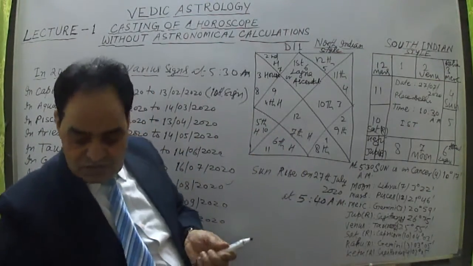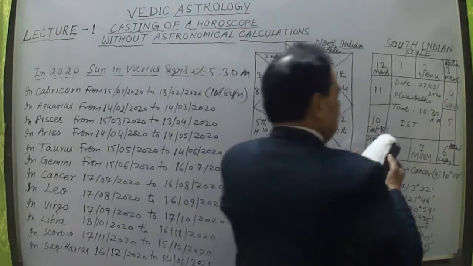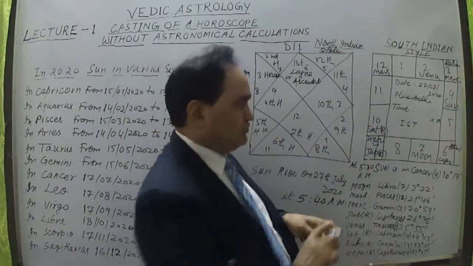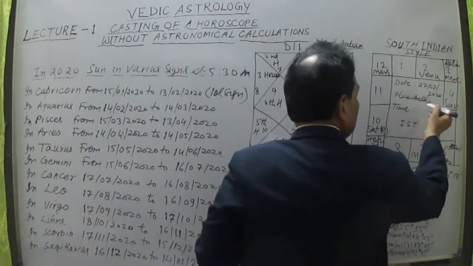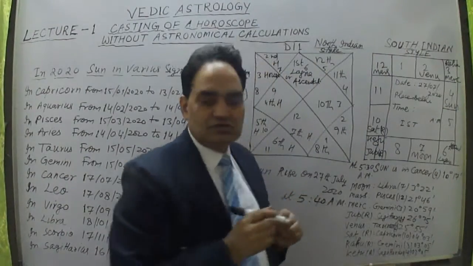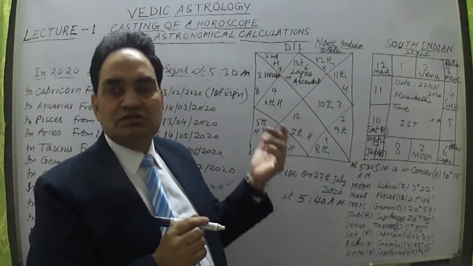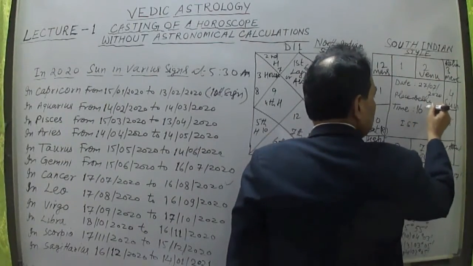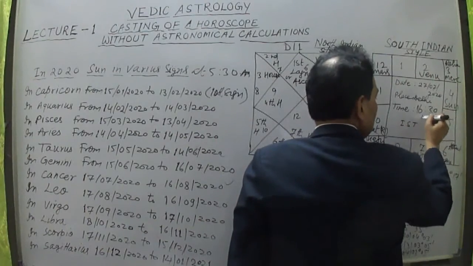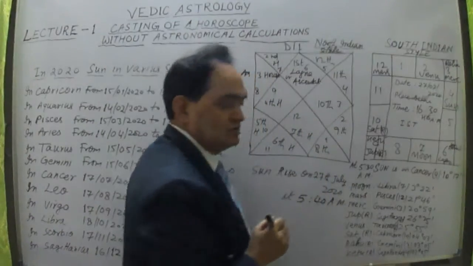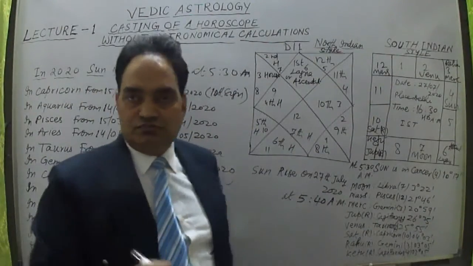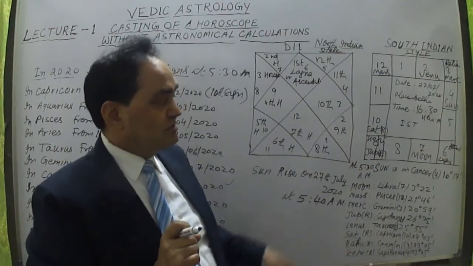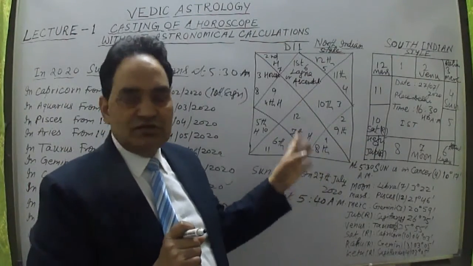Let me take a different time. Okay, it is 10:30 that I have taken here. Now let me take 4:30. 4 means 16, 12 plus 4, 16. 16:30 hours means afternoon time, 4:30 in the afternoon. Now where the sun's position will be in the North Indian style, the signs are different.